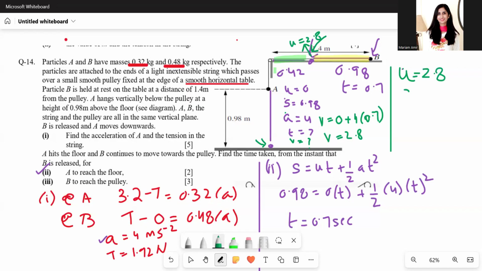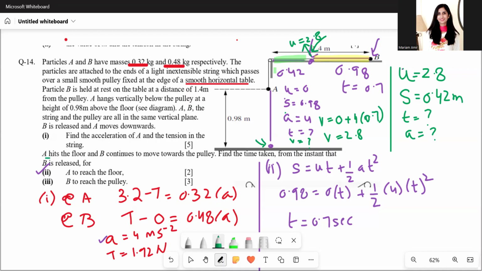We know the distance to be covered till it hits the pulley is 0.42 meters, and we need the time. Once we have this time, we're going to add it to the yellow journey's time, which is 0.7, and get our final answer. Now, to find the time, we also need the acceleration of this part of the journey. How do we find the acceleration of the green part of the journey?